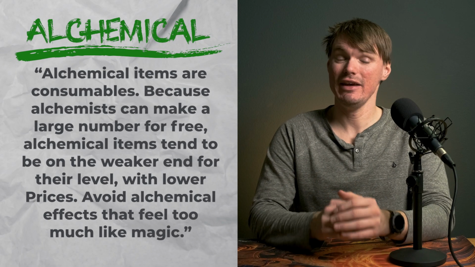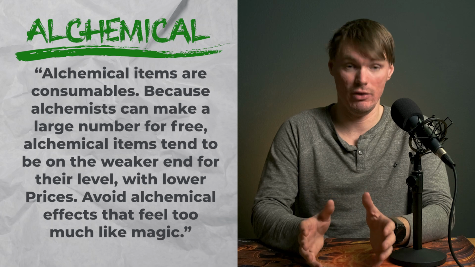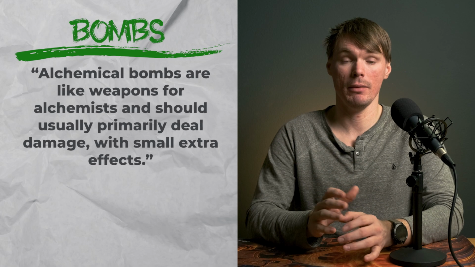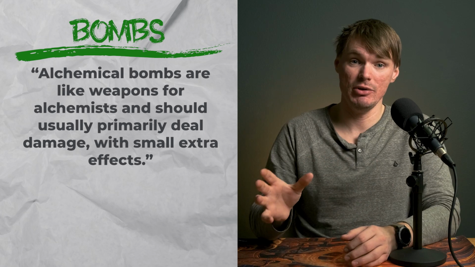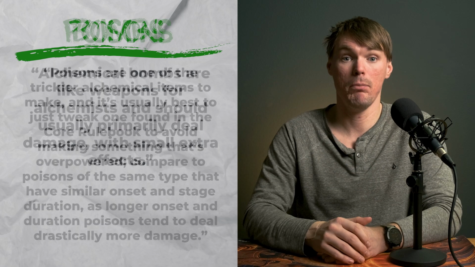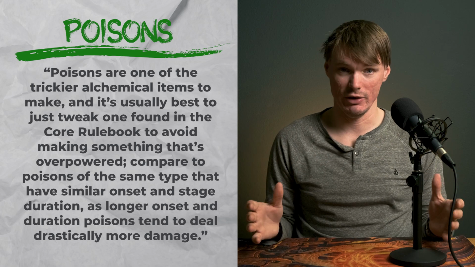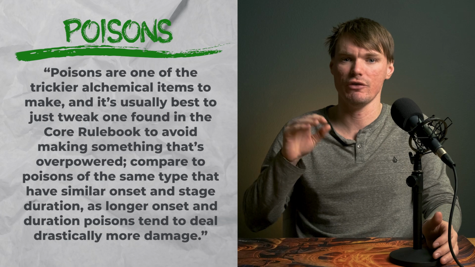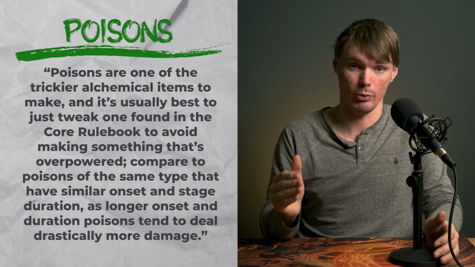Alchemical items. Now, they can be made for free every single day by alchemists, which means that they're generally on the lower end of power. Bomb. If your item's a bomb, it should do damage as well as a minor status effect. Poisons. Now, poisons are tricky. Frankly, they probably deserve their very own video. It'll be a lot easier for you to find a poison and reskin it for the appropriate level.